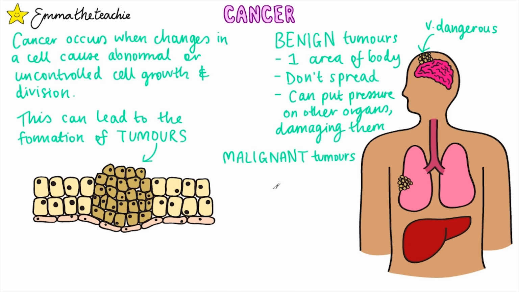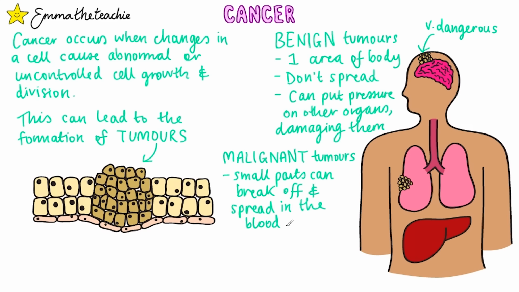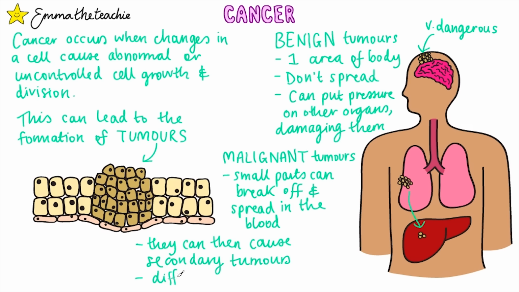Malignant tumours are different. Small parts of them can break off, and these cells can travel in the blood. This allows them to spread to different parts of the body, and they can also invade neighbouring tissues. Once there, they can then cause secondary tumours. Malignant tumours are difficult to treat because of how they spread around the body.